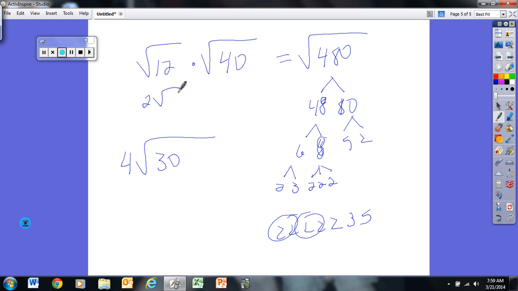You also could have simplified the root 12 into 2 root 3, and the 40 into 2 root 10, and then said that 2 times 2 was 4 and 3 times 10 is 30. Either way, you get to the right answer.